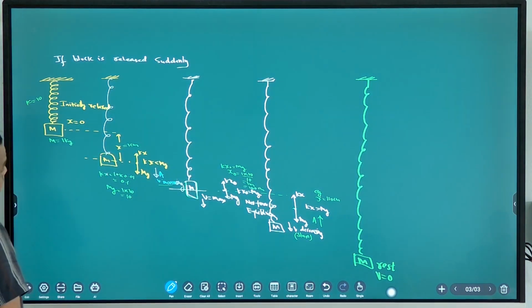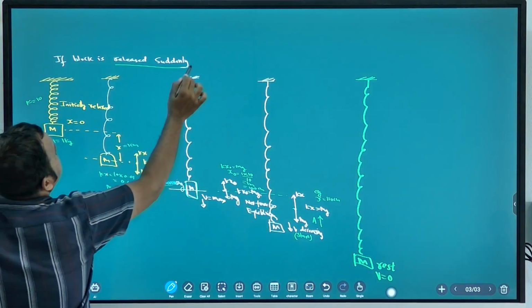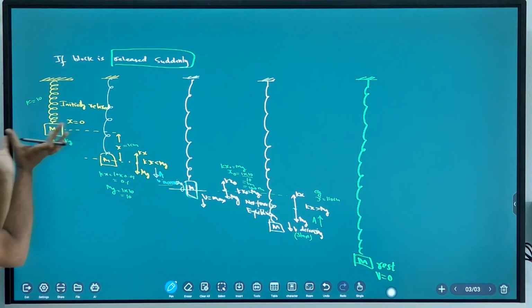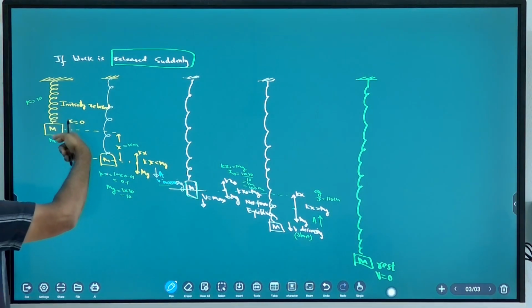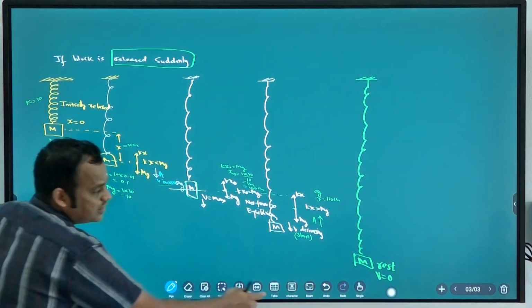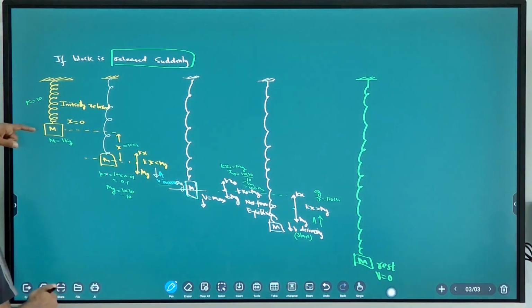Note down. So this block is released from here. How is it released? Suddenly. You are holding the block, release it. So it will come down like this, and final velocity again is 0. So it is doing oscillation. Are you getting?